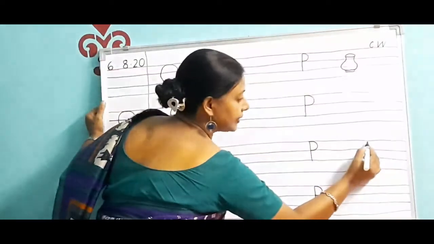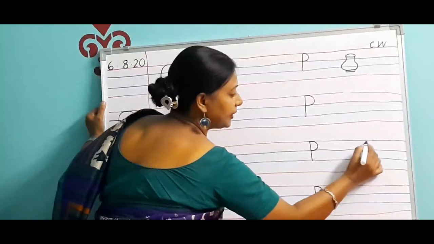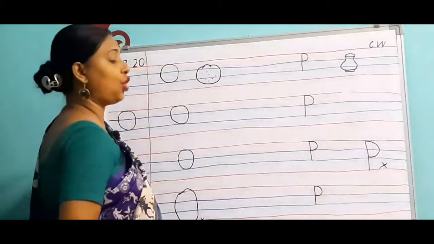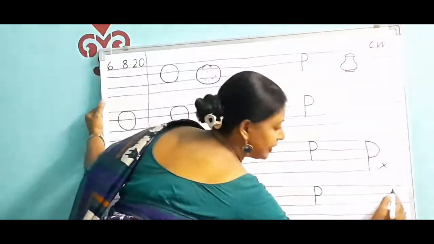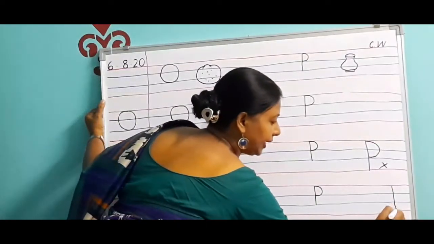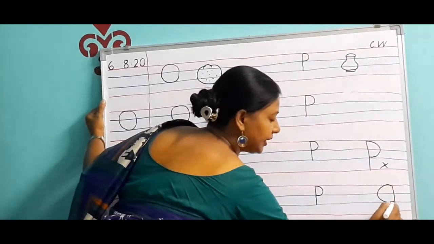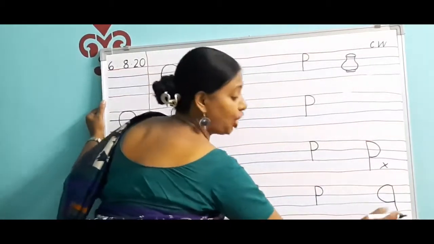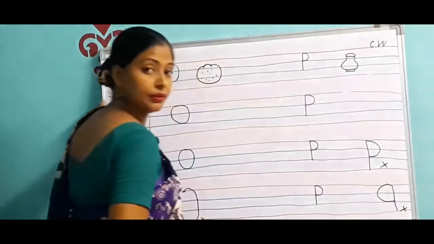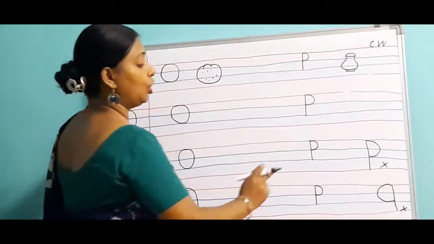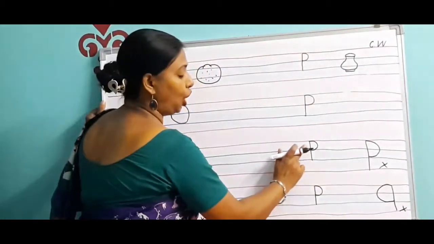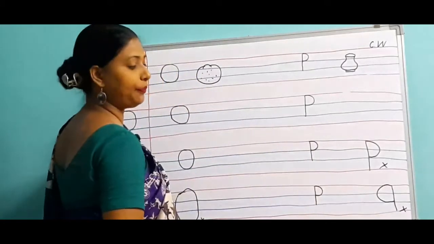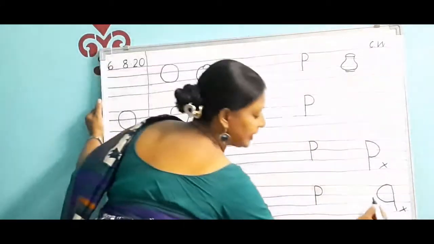Don't draw it like this. This is wrong. And this is also wrong. If you make it like this and the semicircle like this, it has become 9. This is not P. This is also wrong. So, in P, this semicircle is the other way around. Okay, children, this is a semicircle now.